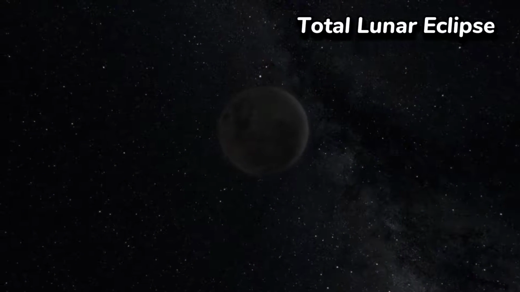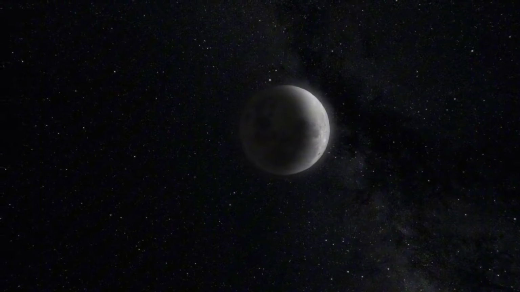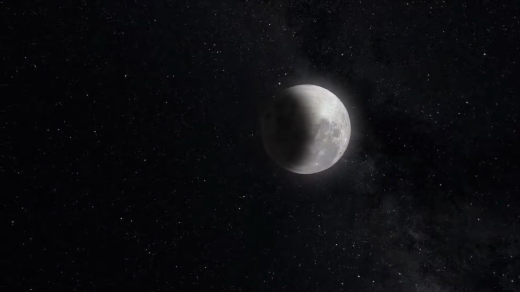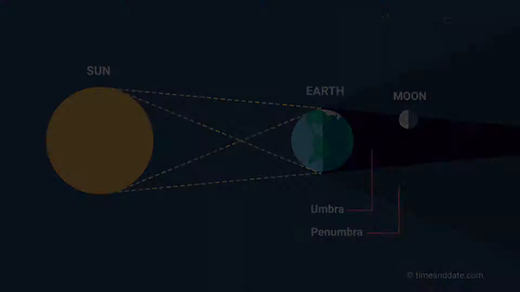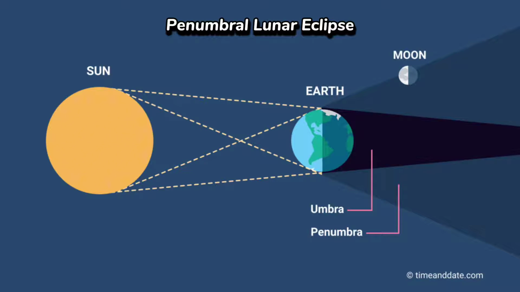You might have heard the term reddish moon, or the blood red moon, during a total lunar eclipse. Okay, so this is about the total lunar eclipse. The second type is the partial lunar eclipse. When the moon penetrates partially into the Earth's umbra, it is known as a partial lunar eclipse. And the third type is the penumbral lunar eclipse. A penumbral lunar eclipse occurs when part or all of the moon passes into the Earth's penumbra. Remember one thing: during a penumbral lunar eclipse, no part of the moon is in the Earth's umbra. Okay, so this was about all three types.